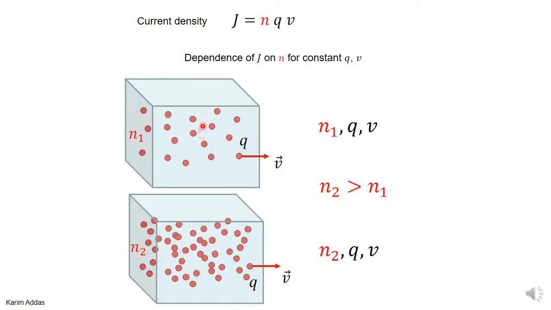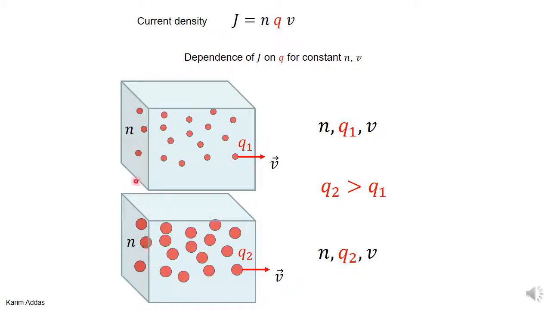And you can see why the current depends on small n, because if you wait for the same amount of time, the charges are all moving with the same velocity, and each one has the same charge, but because there are so many more charges per unit volume in this case, the current will be bigger. So this shows intuitively why the current depends on small n.